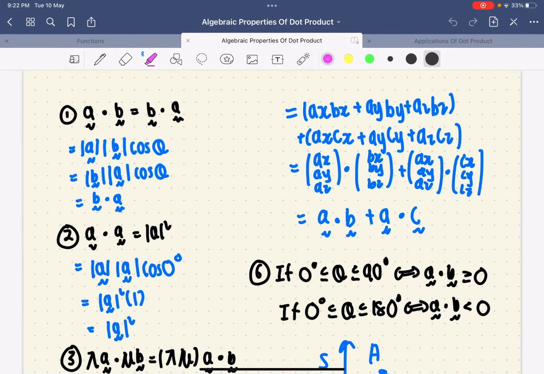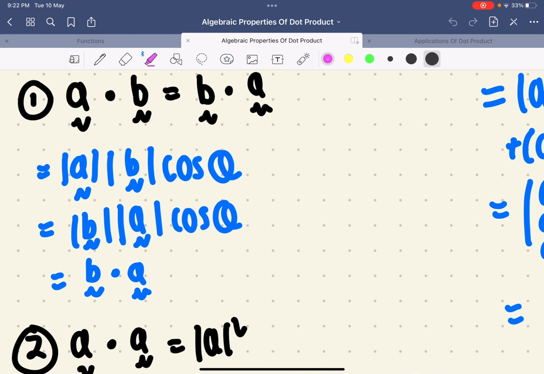Hi everyone, today I'll be going through an intuitive approach to understanding the algebraic properties of the dot product. In the dot product, there are some properties that seem relatively simple but actually aren't that simple, and some properties that seem very hard but actually aren't that hard. When I go through, you'll see what I mean. So let's get to the first property.